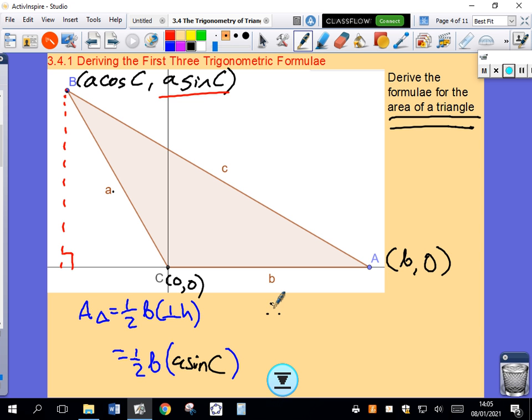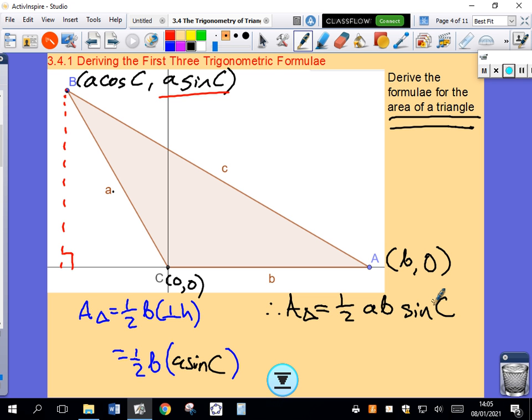So therefore, the area of the triangle can be written as a half times b times a sine C. I'm just going to write that as a half ab sine C, with little a, little b and capital C. What does that mean? It means a half times the length of one side times the length of another side times the sine of the angle between them. It's important that we have the angle between them.